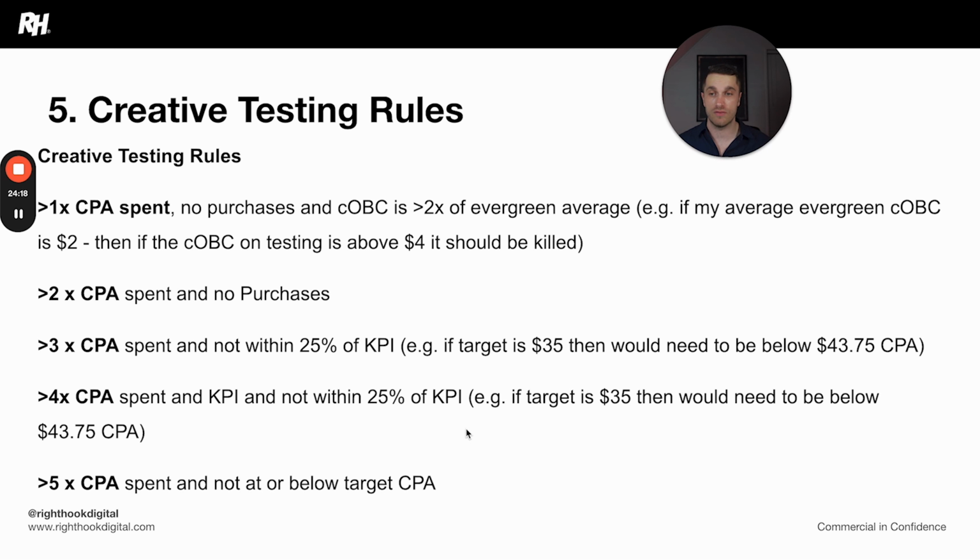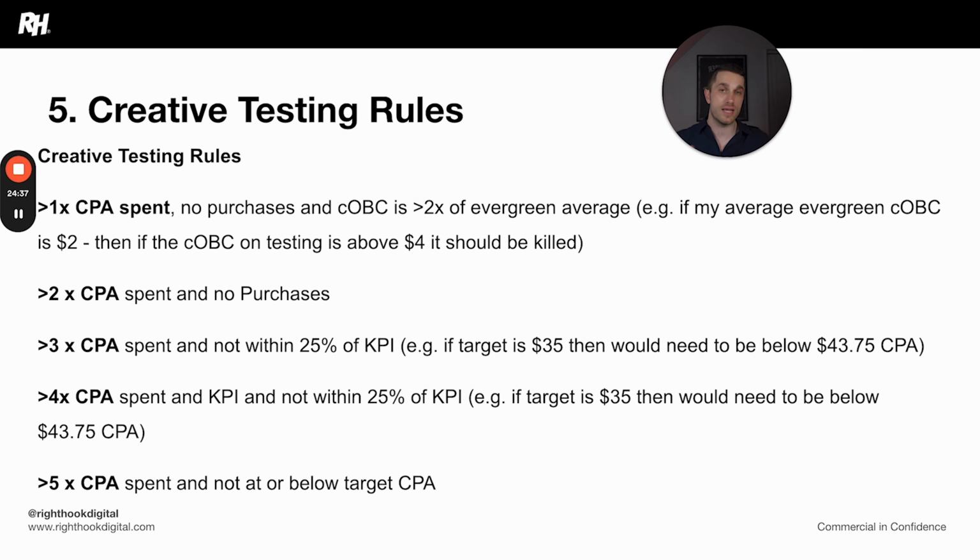And then lastly, if you spent 5 times your target CPA, so again, using the example of $30 I gave, if you have spent $150 and it's still not within a 25% window of your target, which would be $43 in this example, you need to kill it. So those are the rules that we follow.